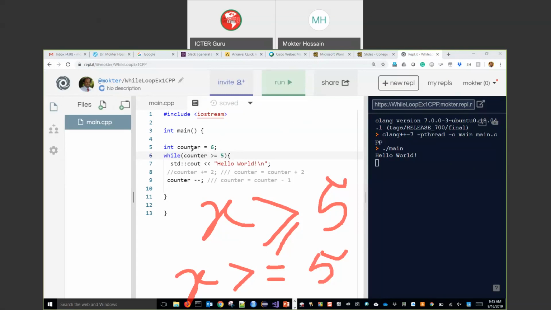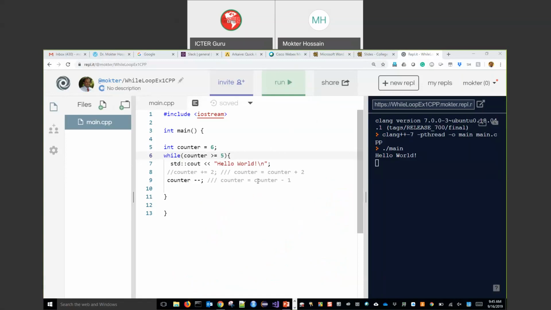So can anyone please tell me how many times this will be executing? It will execute one time for 6. It will say 6 greater or equal to 5, yes. And it will execute, and it will make counter equal to 5. And it will say, while is counter greater or equal to 5, is 5 greater or equal to 5? Yes, so this will execute one more time, right? And after that, counter will be 4. Then it will check, is 4 greater or equal to 5? No. That means this while loop will be executing times.